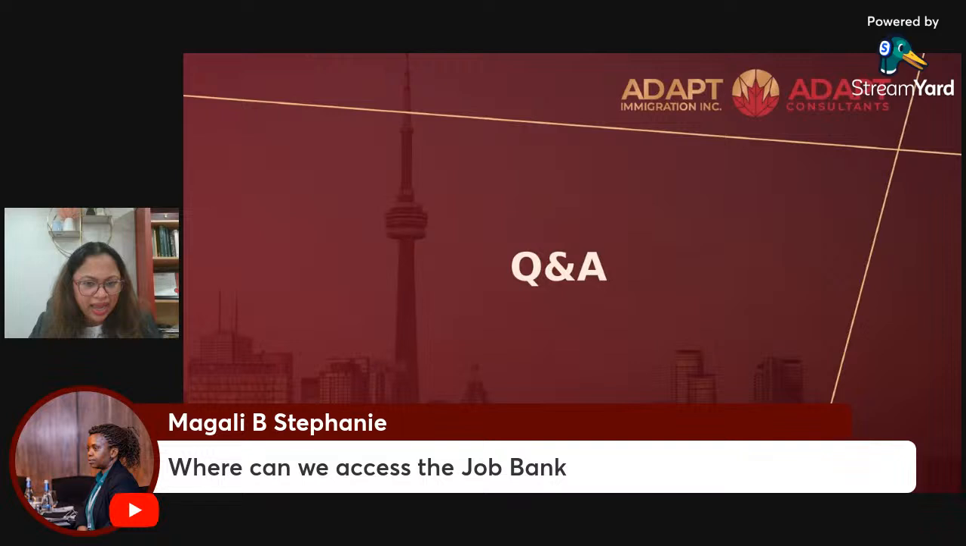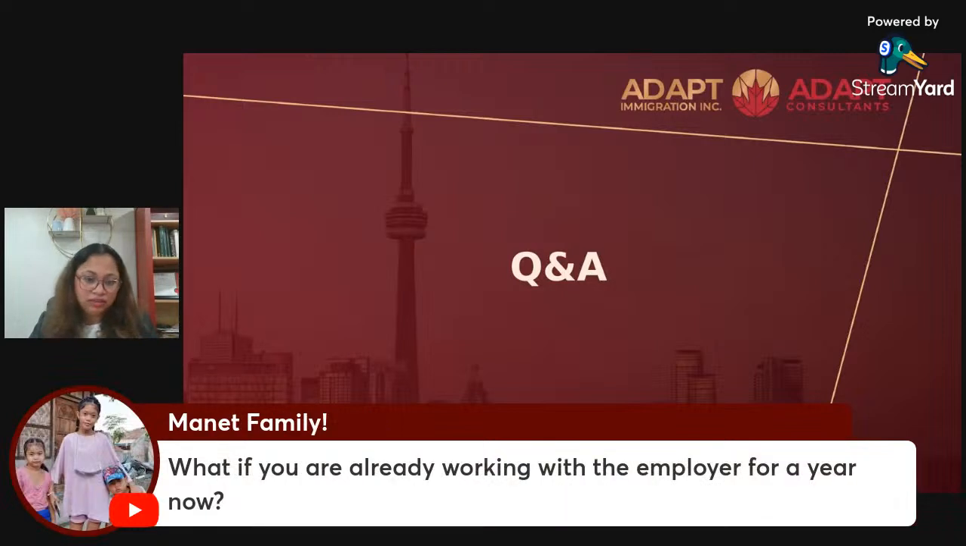Where can we access the job bank? You can go to jobbank.ca and you'll be able to access it. You need to create a user ID and password, and you need to put in your SIN information, and you'll be able to access that.